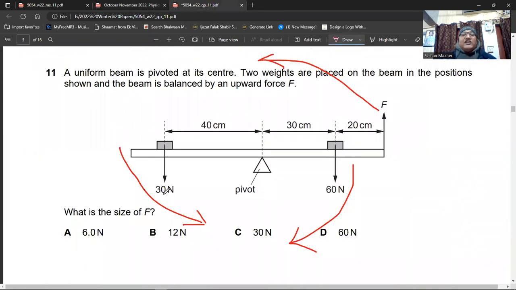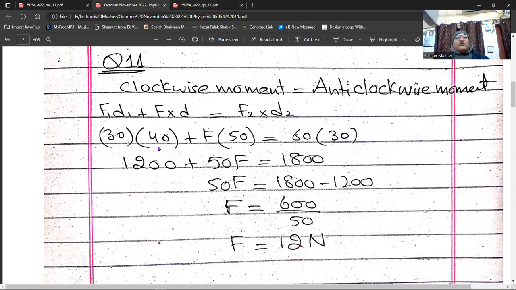The F1 is 30 Newton and its distance from the pivot is 40. This F, we want to find out, and its distance from the pivot is 50 centimeter. And this is F2, it's 60 Newton, and its perpendicular distance from the pivot is 30 centimeter. So I will put these values. 30 into 40 plus F into 50 equals 60 into 30. So that will be 1800, and this will be 50F, and this will be 1200.